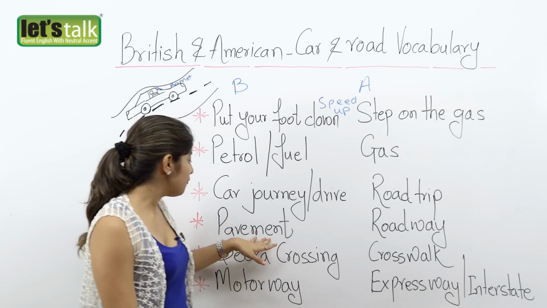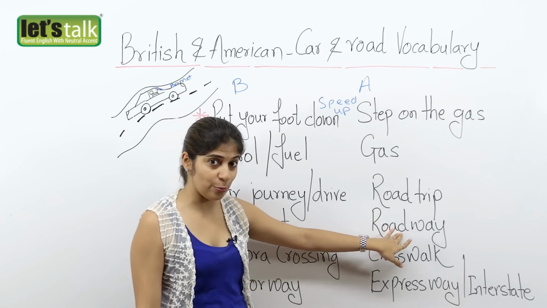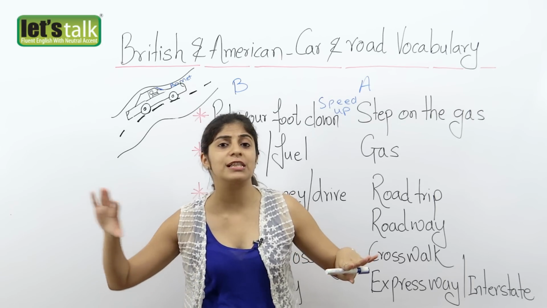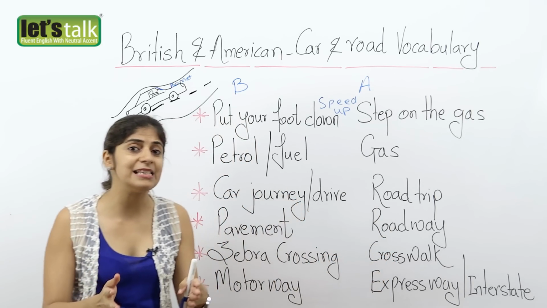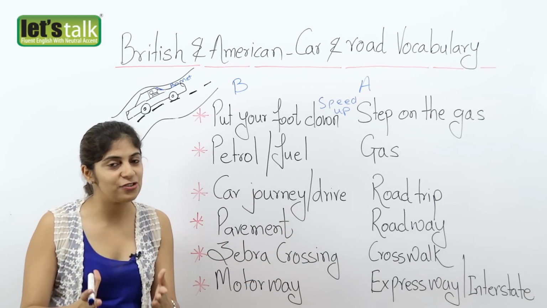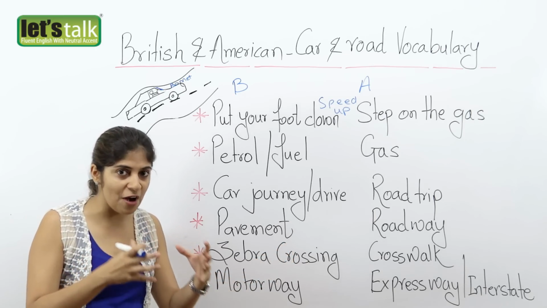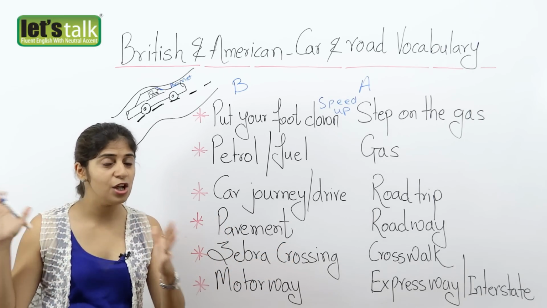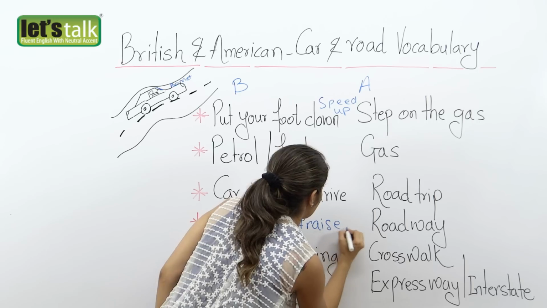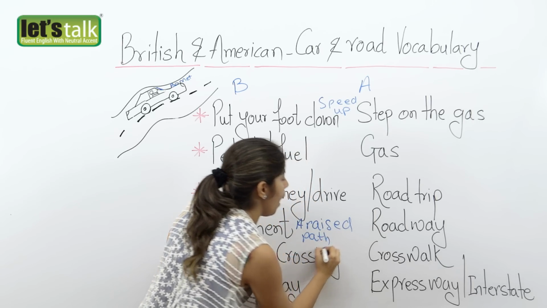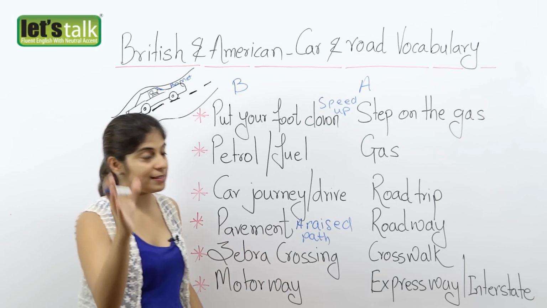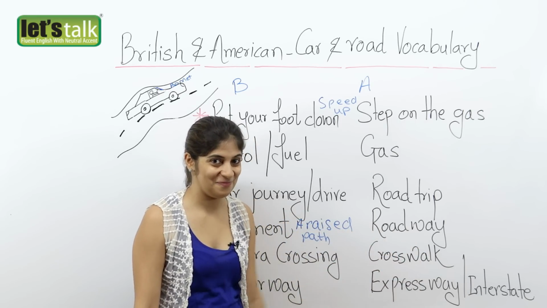Let's see here what we have. Pavement and roadway. Now, pavement and roadway is the raised path which is on the side of the roads, and that is specifically for pedestrians, not for the cars but for pedestrians. It's a raised path, where pedestrians can walk, avoiding the traffic. So it is a raised path on the sides of the road. In British English, it's called pavement, whereas in America, it's called roadway.